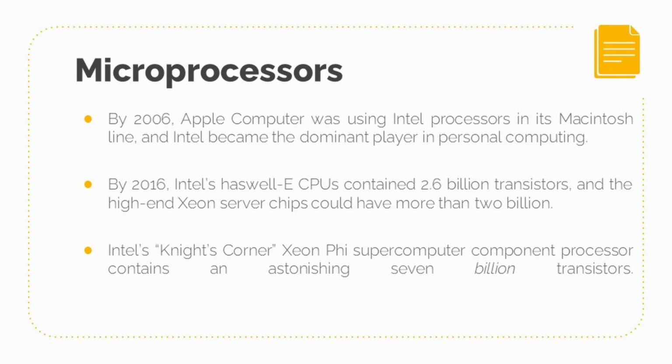In the realm of server computing, Intel's Xeon processors, including the Knights Corner Xeon Phi supercomputer component, pushed the boundaries even further. With a staggering 7 billion transistors, the Xeon Phi represented the pinnacle of Intel's server processor lineup, delivering unparalleled performance for high-performance computing, HPC, and scientific applications. Intel's dominance in personal computing and server markets can be attributed to their relentless pursuit of innovation and their ability to push the limits of semiconductor technology. Their processors have become synonymous with performance, reliability, and scalability, making them the go-to choice for many organizations and individuals worldwide.